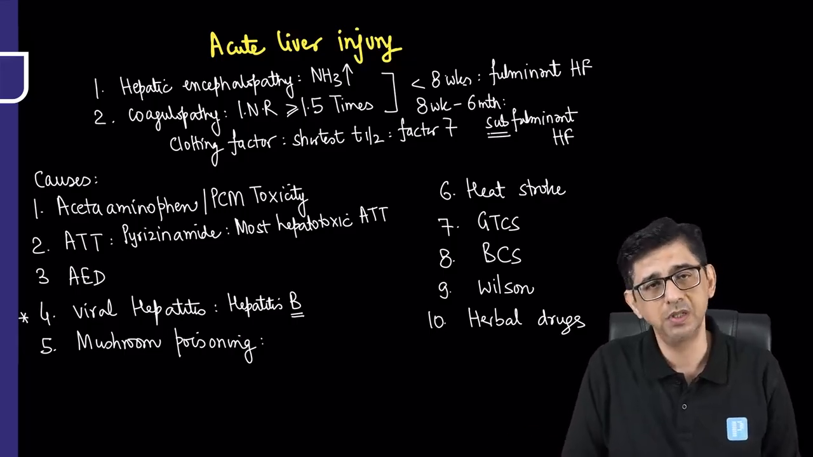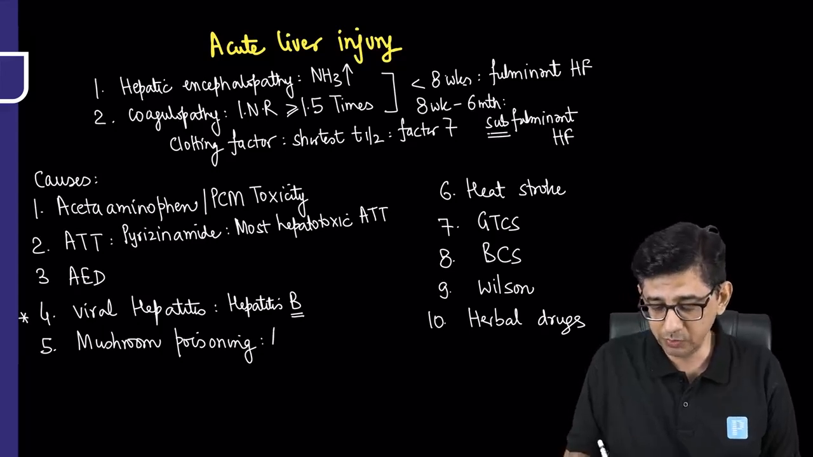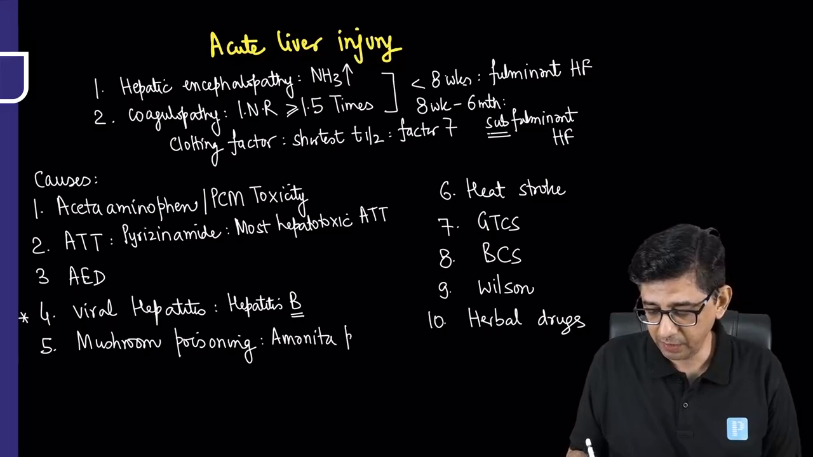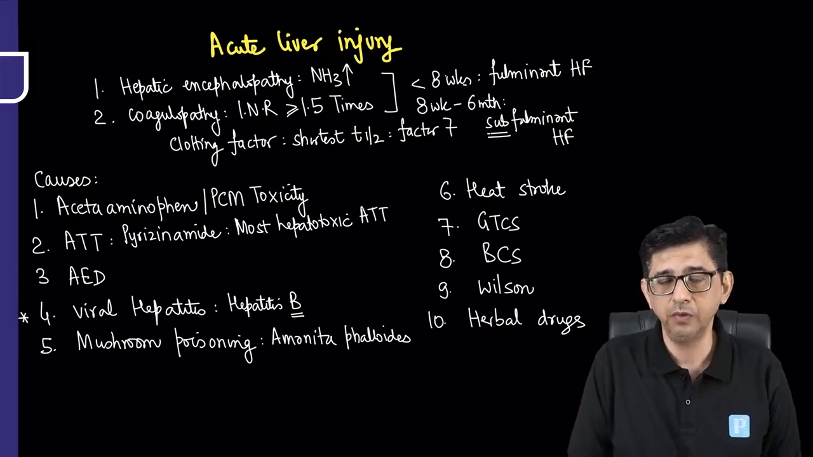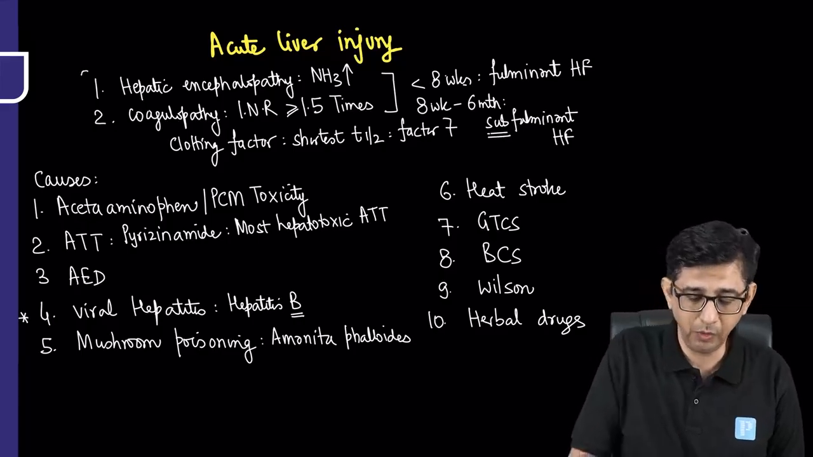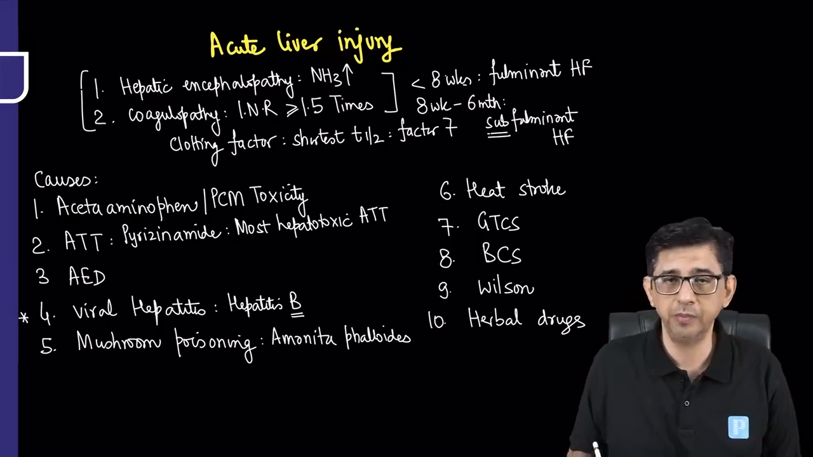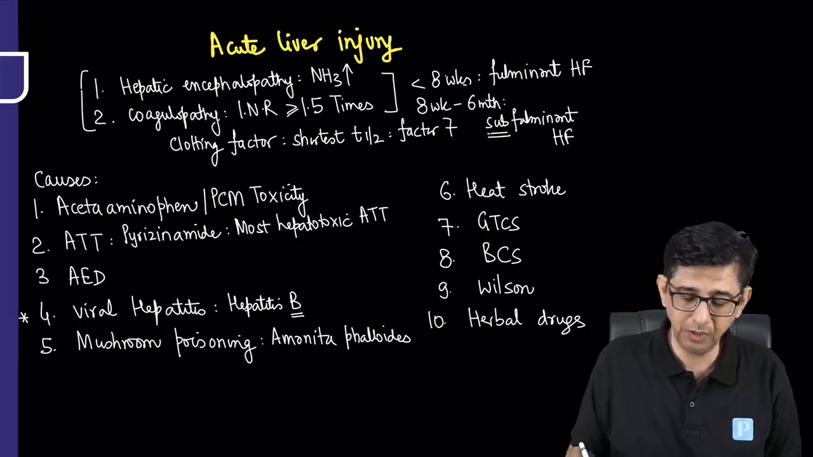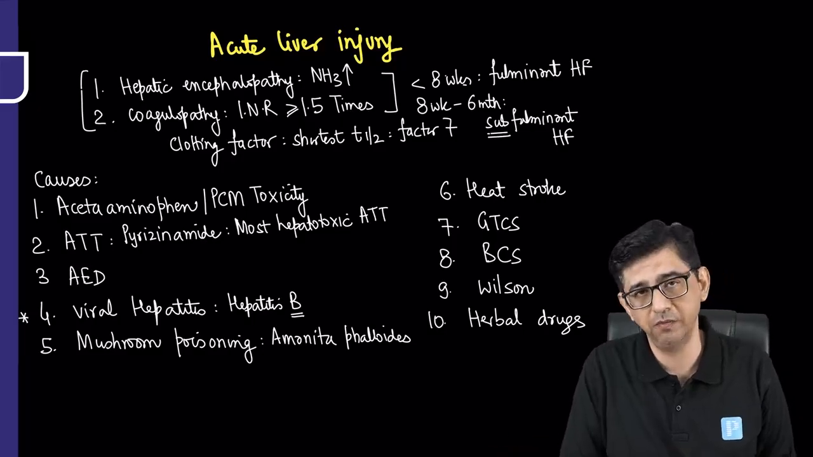Now, coming to mushroom poisoning, he can give you a scenario that a couple of guys went for trekking and they consumed wild mushrooms. With wild mushrooms, we are talking about Amanita phalloides, and the consumption of this will contribute to hepatotoxicity. If a person develops encephalopathy and coagulopathy within 8 weeks of consumption of mushrooms, we will say fulminant. If a person develops the same two features within 8 to 26 weeks, or 8 to 6 months, then we'll call it subfulminant hepatic failure.